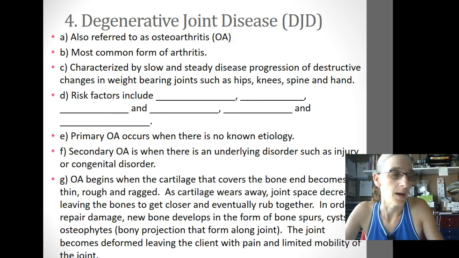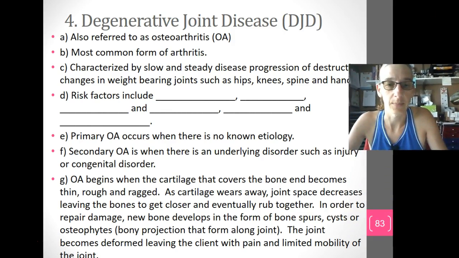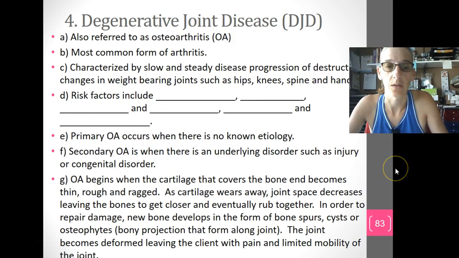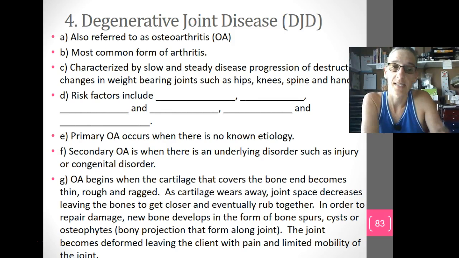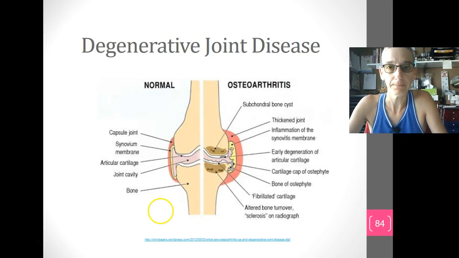Okay. It begins when the cartilage that covers the bone end becomes thin, rough, and ragged. As the cartilage wears away, the joint spaces decrease, leaving the bones to get closer and eventually rub together. In order to repair damage, the new bone develops in the form of bone spurs, cysts, or osteophytes, which are bony projections, and then that leaves the joint obviously deformed.